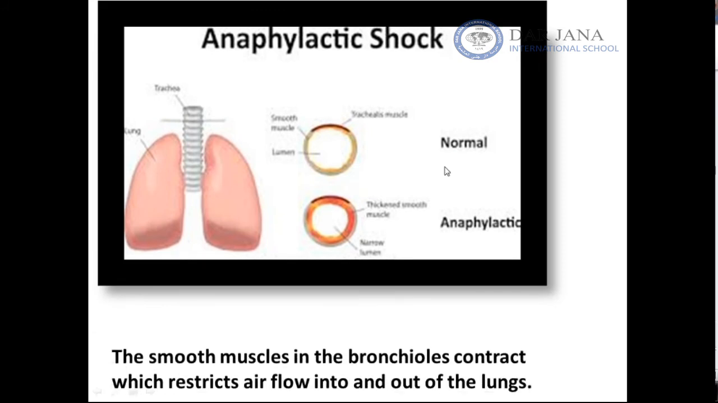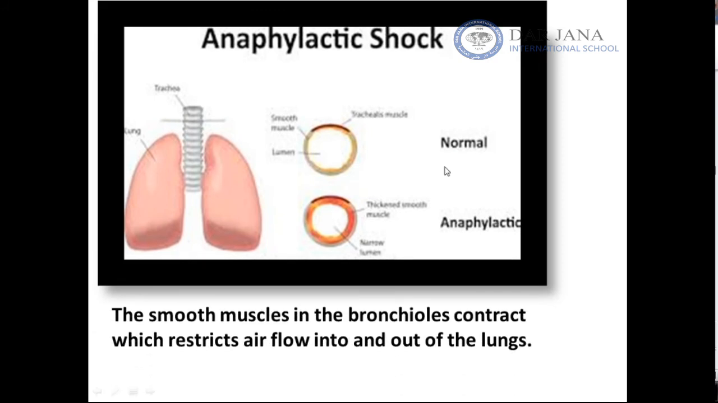Now, what happens in anaphylactic shock? The smooth muscles in the bronchioles contract, which restricts the airflow into and out of the lungs. So, the smooth muscles in the lungs and in the bronchioles inside the lungs start to contract. Because of their contraction, there is a thickening in the smooth muscle in the airways of the lungs. So this will restrict the flow of air into and out of the lungs.